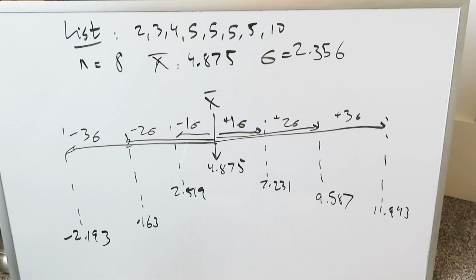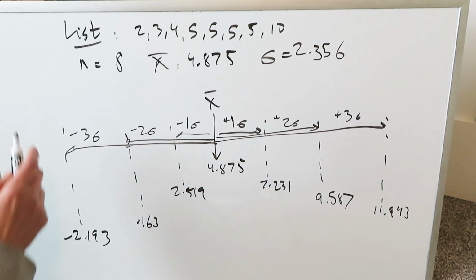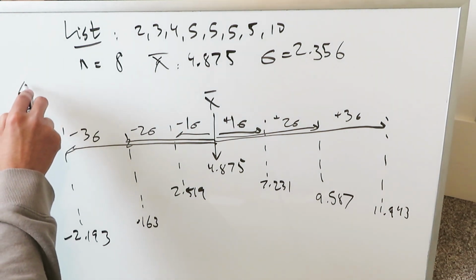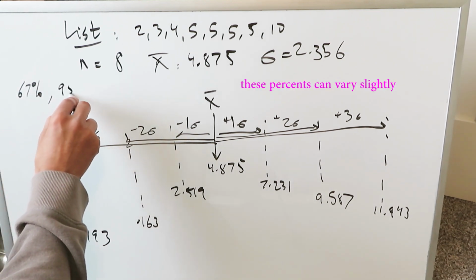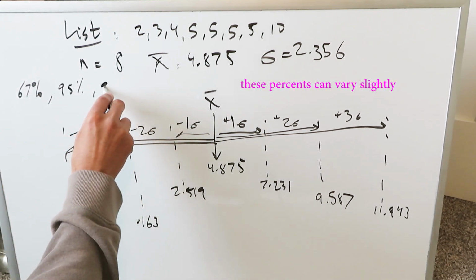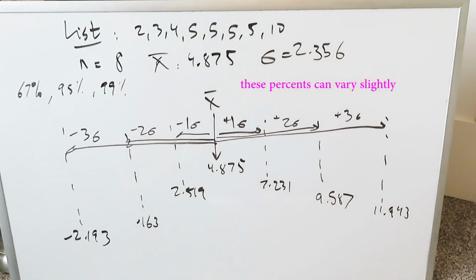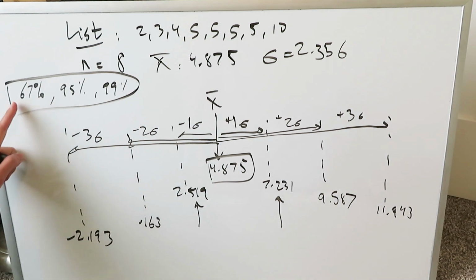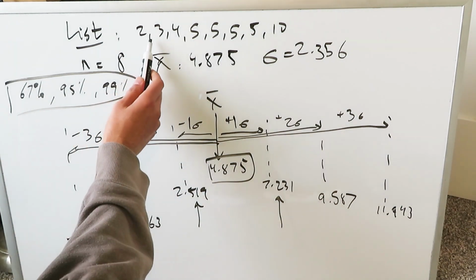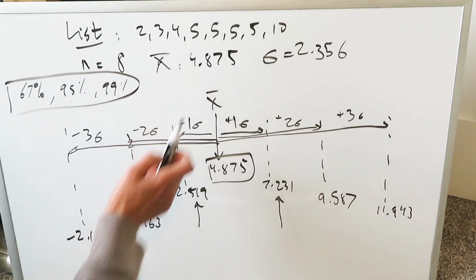The general rule for a good sample is this. You will have 66 or 67% of your values within the first standard deviation. You'll have 95% within 2 standard deviations and 99% within all 3 standard deviations. That's just a general rule. You can keep that in your mind. But now, given this general rule, let's see how our values compare from this list. We have 2, 3, 4, 5, 5, 5, 5, and 10.